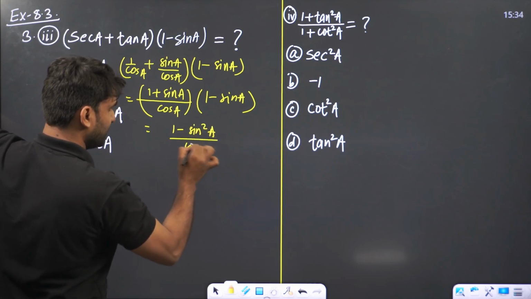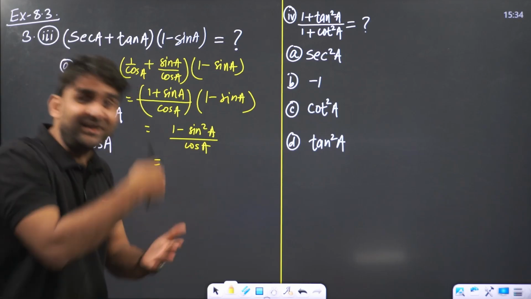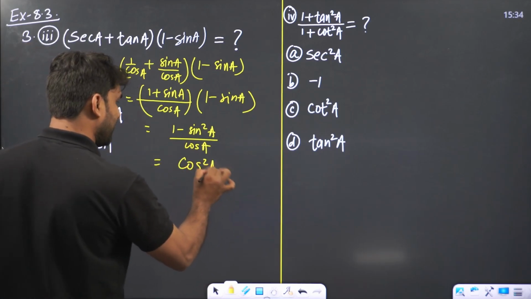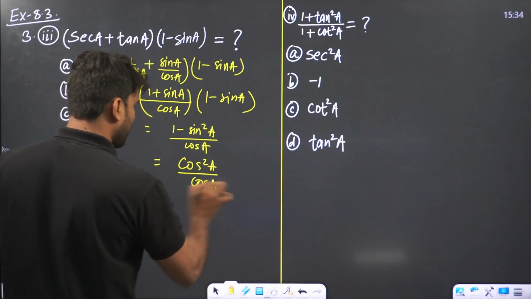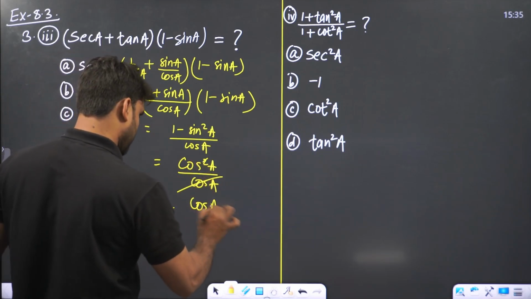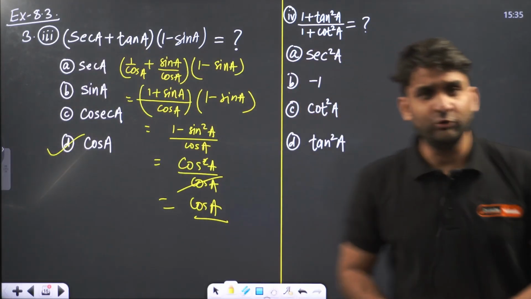And this is cos A. And do you know guys, 1 minus sin square A is an identity. 1 minus sin square A is equal to cos square A. And in denominator we already have cos A. So cos will cancel. So the answer is cos A. Any option? Option number D. Now moving to question number 4.